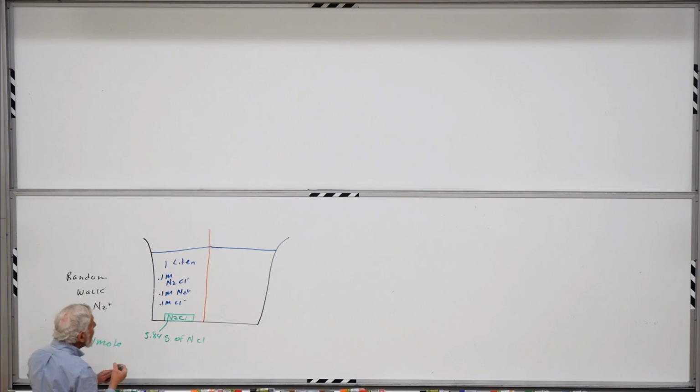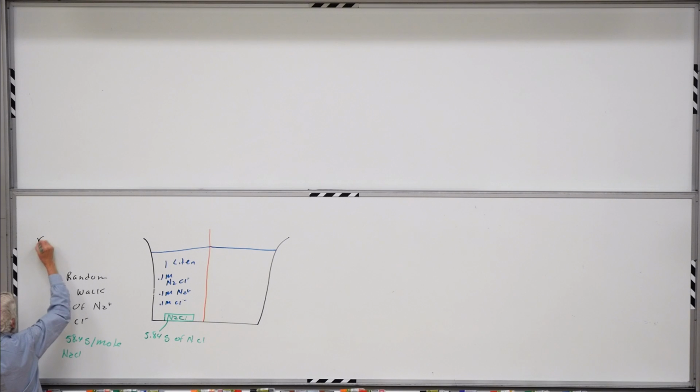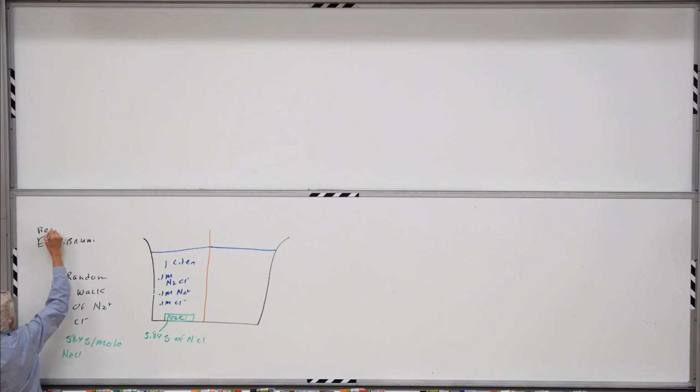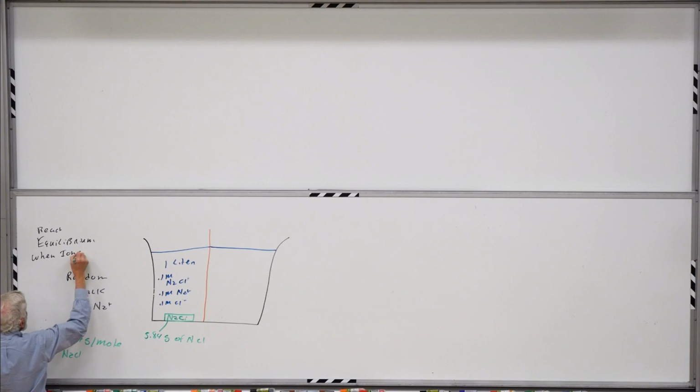But what we're trying to think about here is the idea of equilibrium. And we reach equilibrium when the ions are evenly distributed.